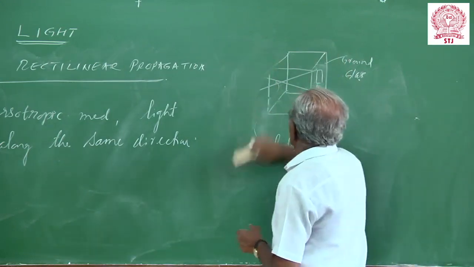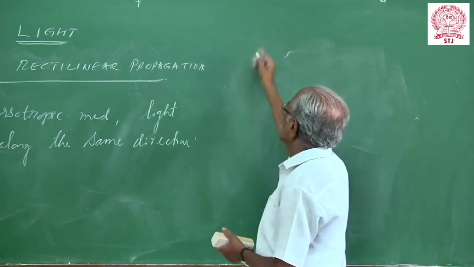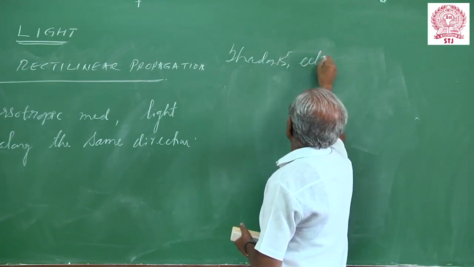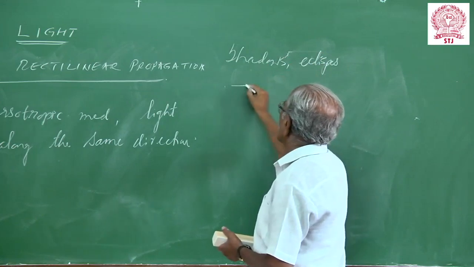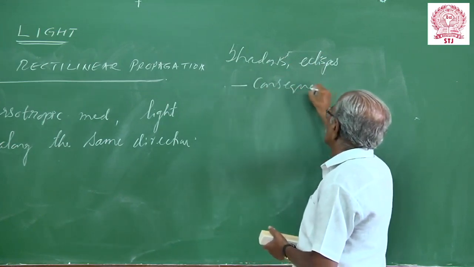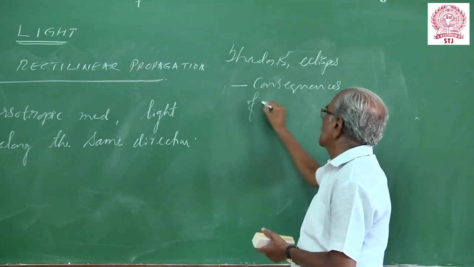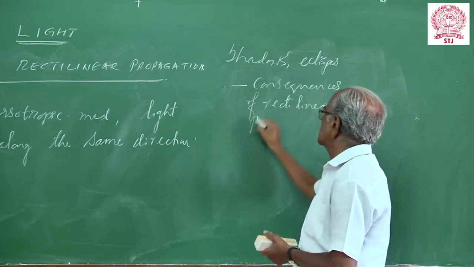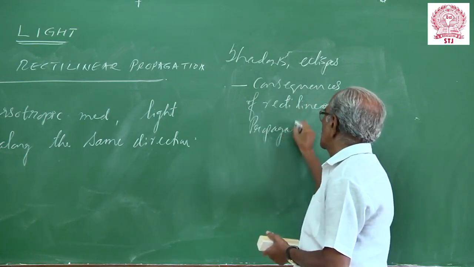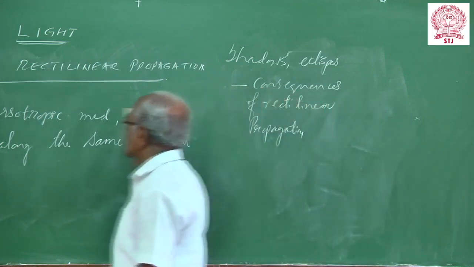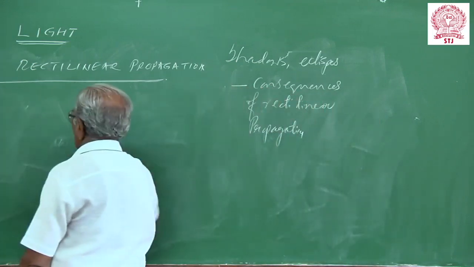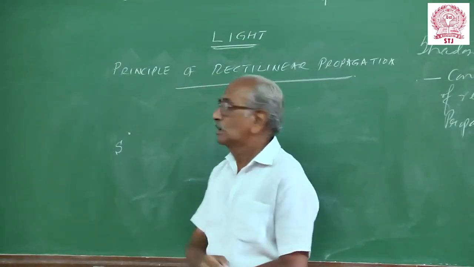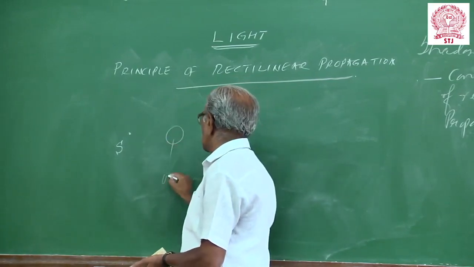Then we have so many other things, for example, shadows and eclipses, which are direct consequences of rectilinear propagation. Say for instance, if you have a point object, a point source of light, and you have an opaque body.